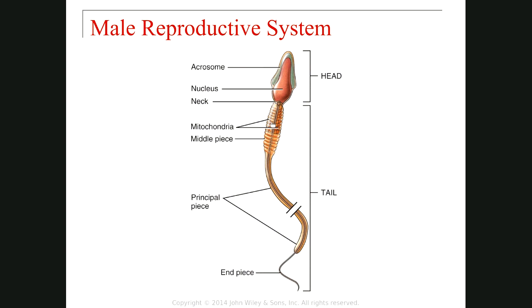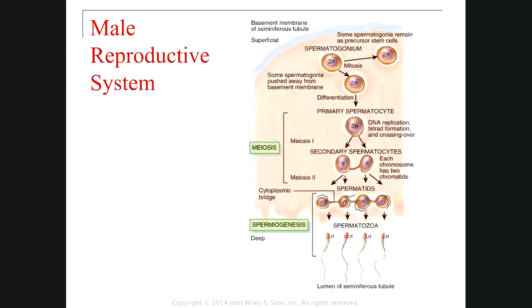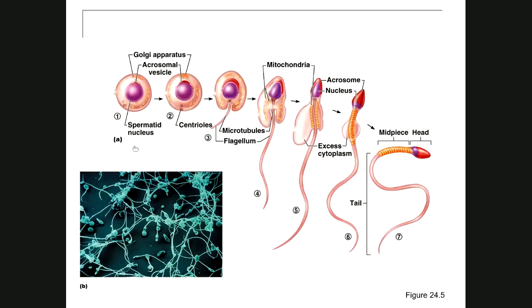In this mid piece, you can see many mitochondria. These mitochondria can make enough ATP for sperm swimming. And after that, you can see the tail. The tail is composed of flagella, and these flagella help the sperm to swim. The sperm is very light and it can swim very fast. So the process which changes the spermatid to the sperm is called spermiogenesis.